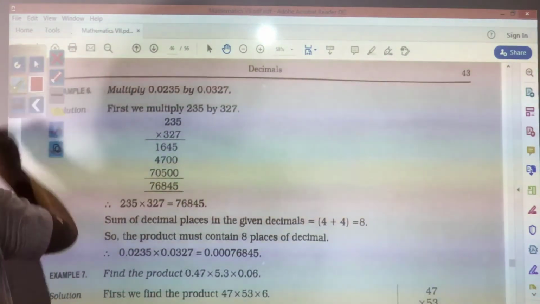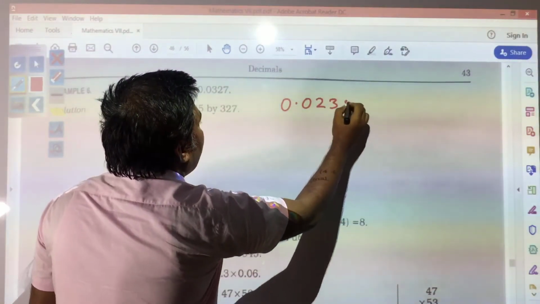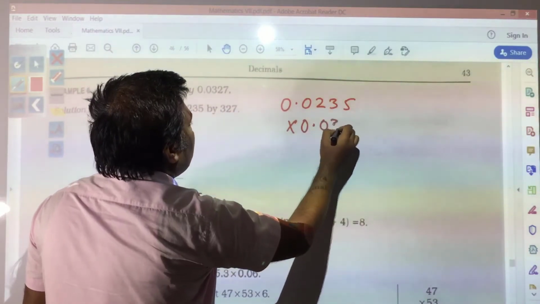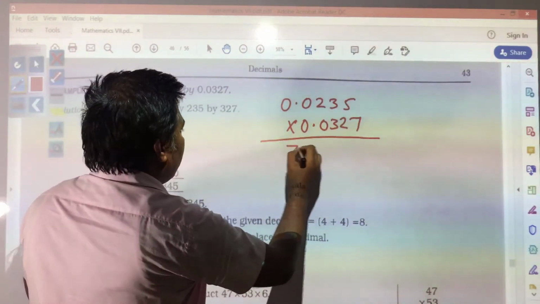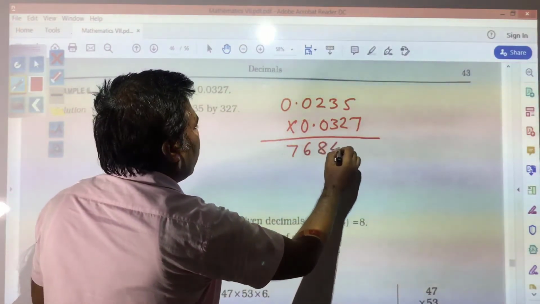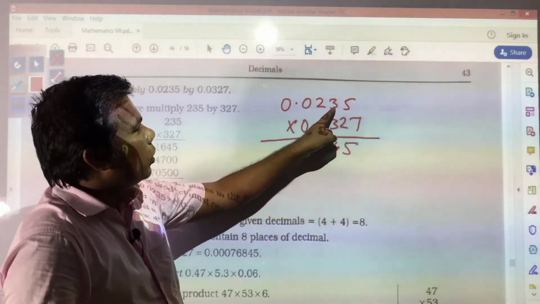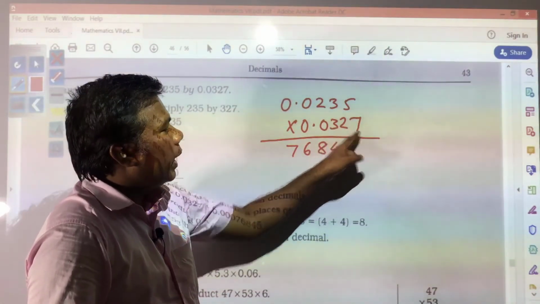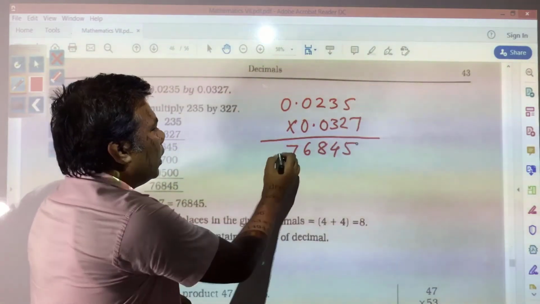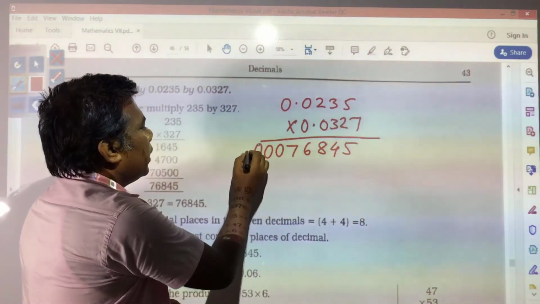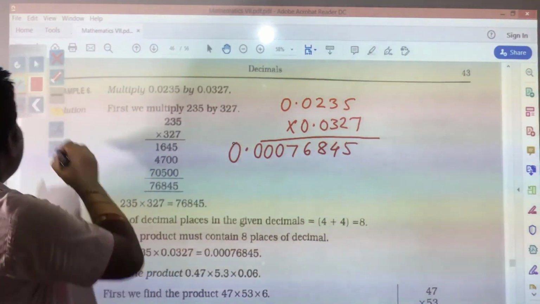Again in the same way, you have 0.0235 into 0.0327. This is required to be multiplied. Suppose you have got 76845. After multiplication, you count from the right side 1, 2, 3, 4, 5, 6, 7, 8, and then you put the decimal, and this will be your answer. So, I hope you understood how it is to be done.